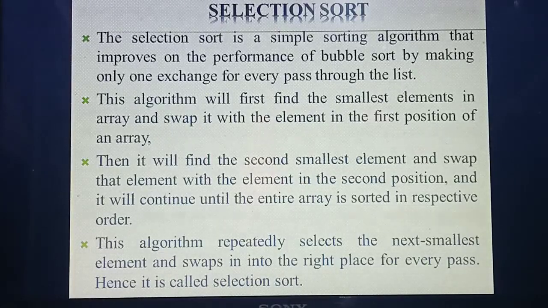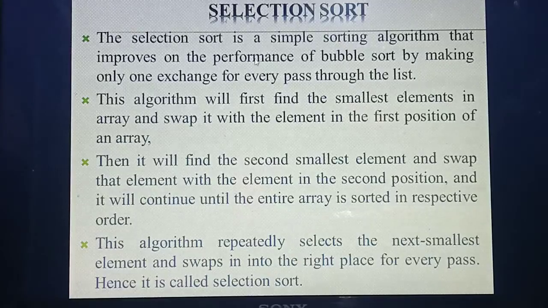Understood? So the first element is over. Next you find the second smallest element from all the elements and move it to the second place. Then the third element, then the fourth element. Likewise you continue until you get a sorted array. Understood?